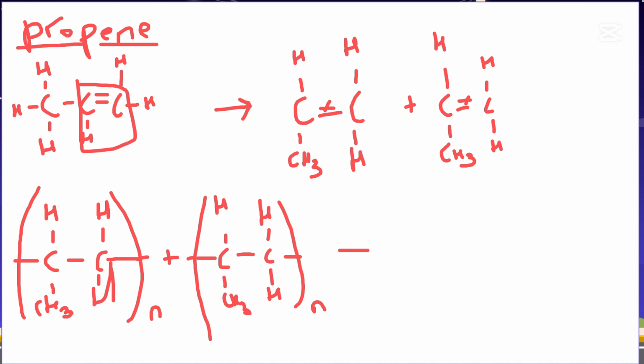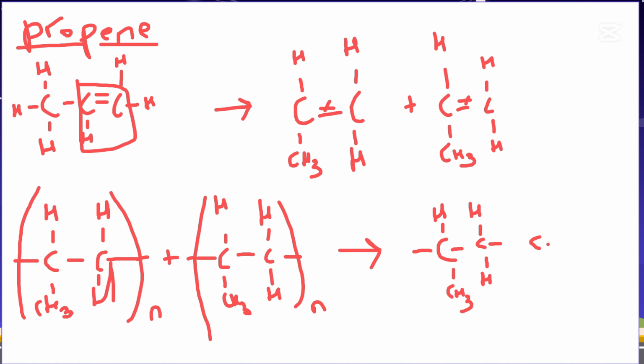Now the last thing we're going to draw is the polymer. That's what we're going to draw next. The polymer is going to have all of these combined. So I'm going to draw the first structure. It would have been C, C, CH3, then my H, H, H here, a bond here, a bond here.